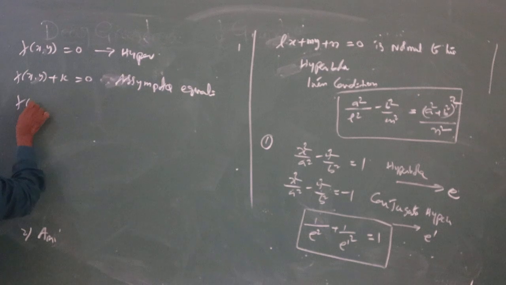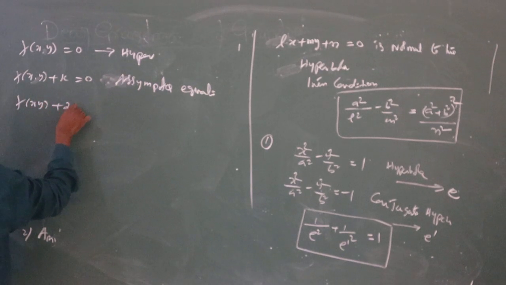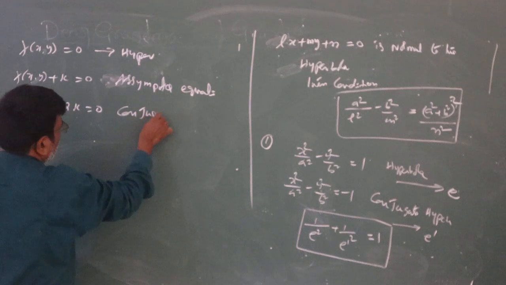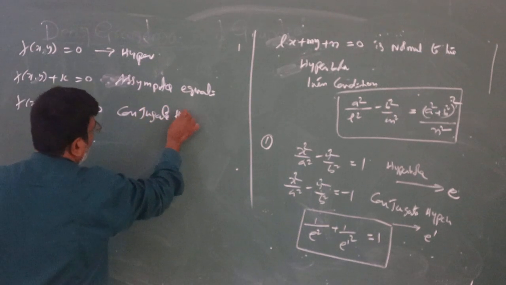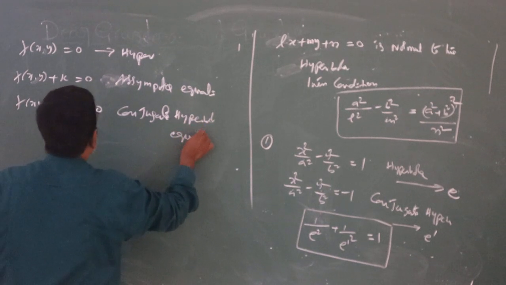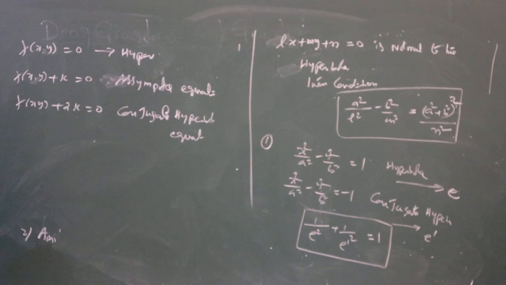Now f(x,y) plus 2k is the conjugate hyperbola equation. This is very important: the conjugate hyperbola equation. So this is the hyperbola and the conjugate hyperbola, that is right.